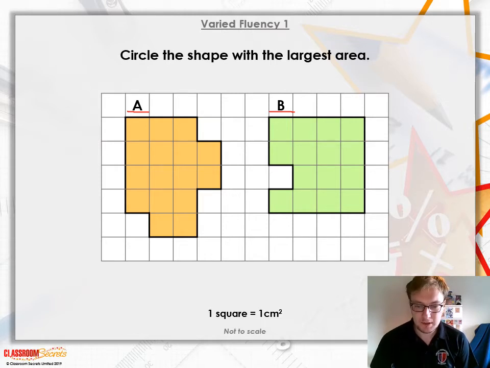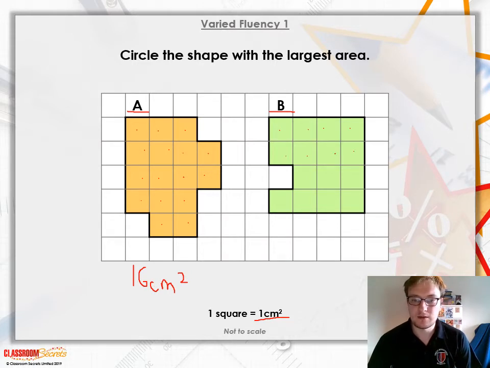Okay, once again, looking at the bottom here, it's in 1 centimetre squared. So each one of these is worth 1. So we can just do 1, 2, 3, 4, 5, 6, 7, 8, 9, 10, 11, 12, 13, 14, 15, 16. So A has an area of 16 centimetre squared, not forgetting that little 2. Let's have a look at B. It's got 1, 2, 3, 4, 5, 6, 7, 8, 9, 10, 11, 12, 13, 14, 15 centimetres squared there. Shape B. So we can see that A will be the shape with the largest area. 16 is a larger number than 15.